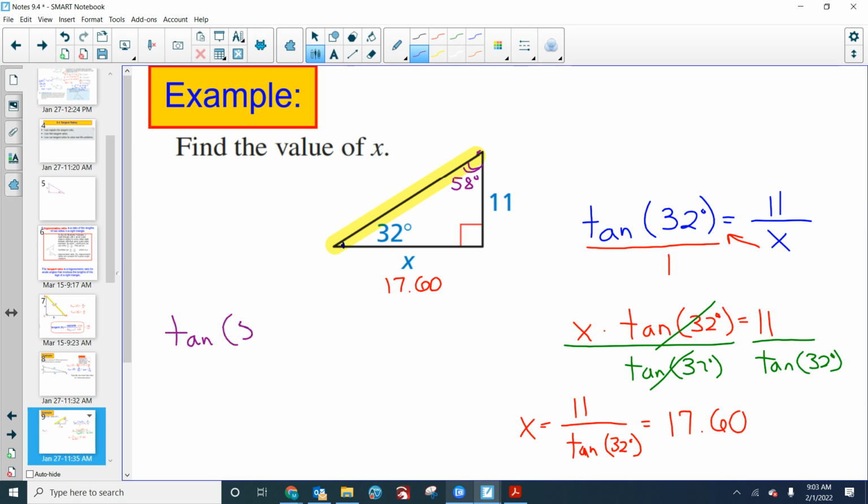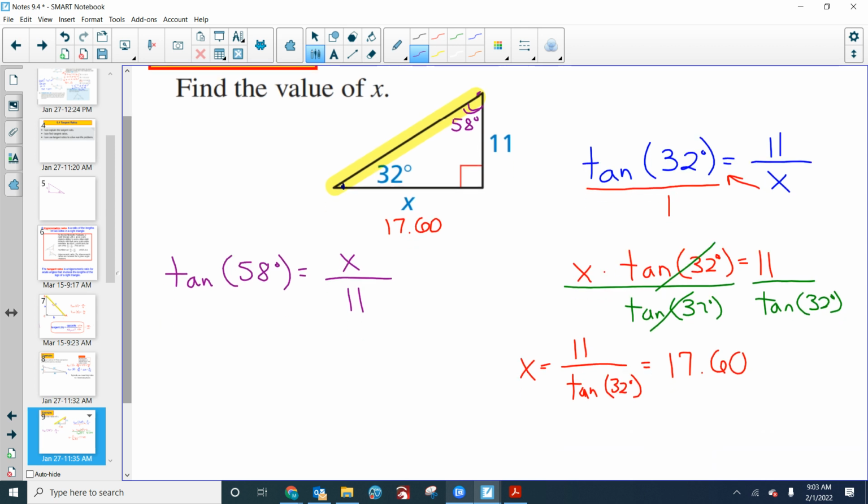of 58 degrees equals... What was the opposite side? Tangent's always opposite over adjacent. x. We don't pretend we don't know that. We're starting fresh with the problem. So x over 11.